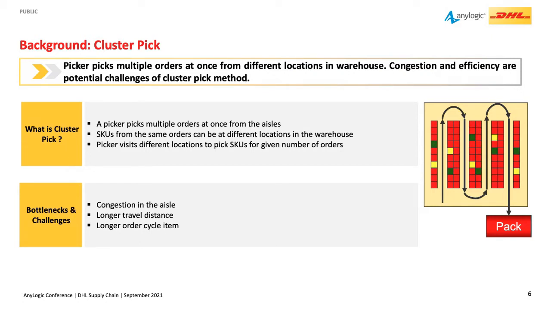Here in this example, we can see the picker has to travel all the aisles to pick the given two orders. So the challenge here is to reduce the distance traveled by the picker, which affects the productivity of the picking process in the warehouse. We can see that grouping the orders intelligently can overcome this challenge. This is where our optimization tool called IDEA comes into the picture.